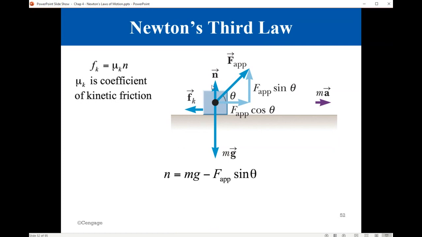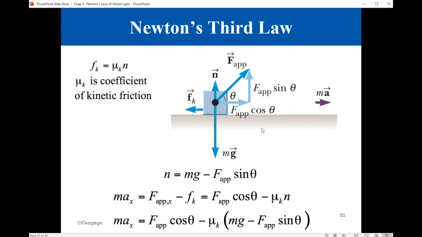So applying what we learned, the normal force is mg minus F sine theta. Along the horizontal axis x, we have max equals F cosine theta minus the force of friction. And the force of friction is directly proportional to the normal force. This is an important thing to take note of. The force of friction is directly proportional to the normal force.